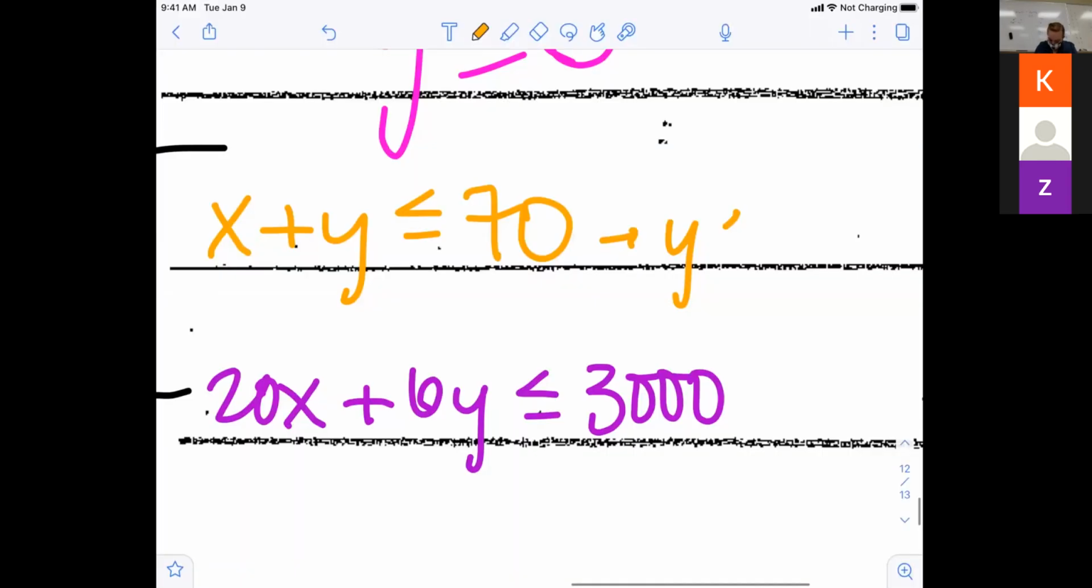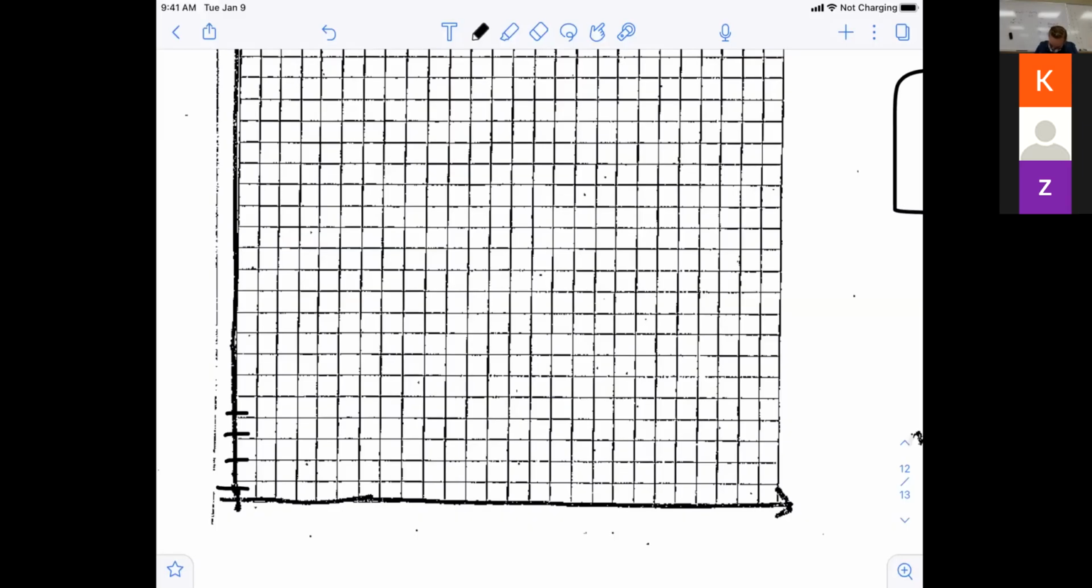Again, I like to put these in slope intercept, so minus x from both sides. Y is less than or equal to negative x plus 70. I'm going to do this unit by 10 as well. So 70, 10, 20, 30, 40, 50, turn those on the line, 60, 70, 80, 90, 100. 10, 20, 30, 40, 50, 60, 70, 80, 90, 100. So it was 70 down 1 over 1.